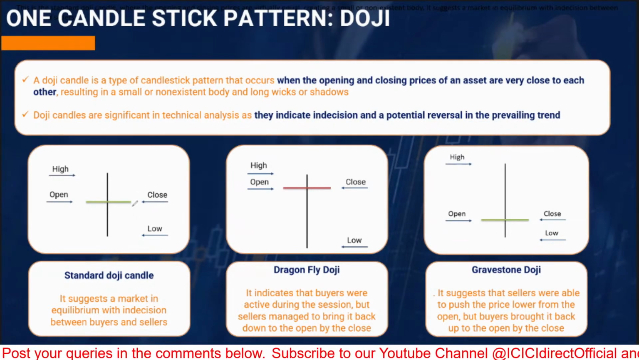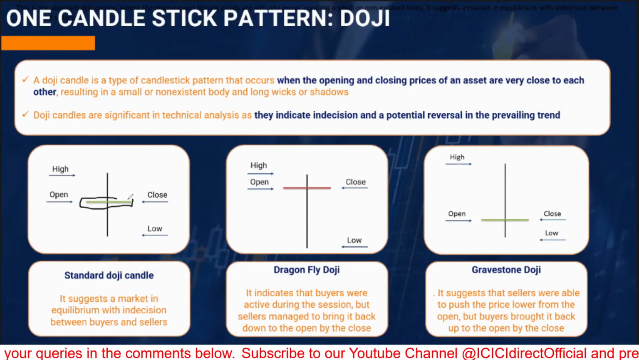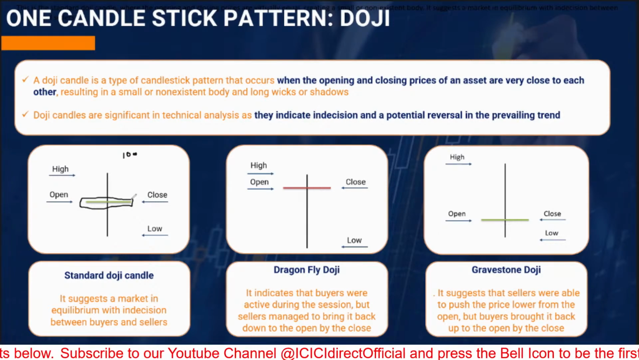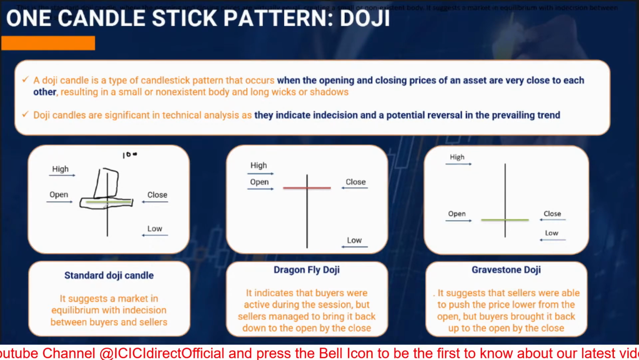Your open price and close price should be almost equal. Suppose you opened at 100, your close would also be 100. That is the ideal situation for a doji. But that doesn't happen in the market, so your open price and close price should be as close to each other as possible. So this is a standard doji where your upper wick and lower wick would look almost identical.